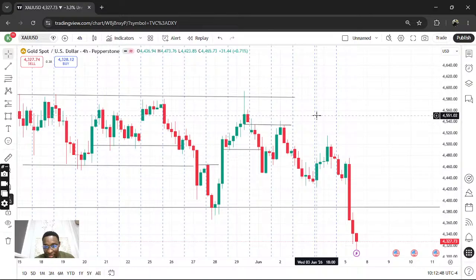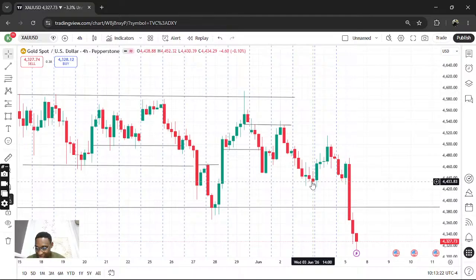Now gold traded into it, and then on Thursday, what happened on Thursday? On Thursday, gold moved up, rallied up again, and traded up to this point. This particular order block, the last bullish candle that was formed before this movement, gold traded up to it and stopped again.